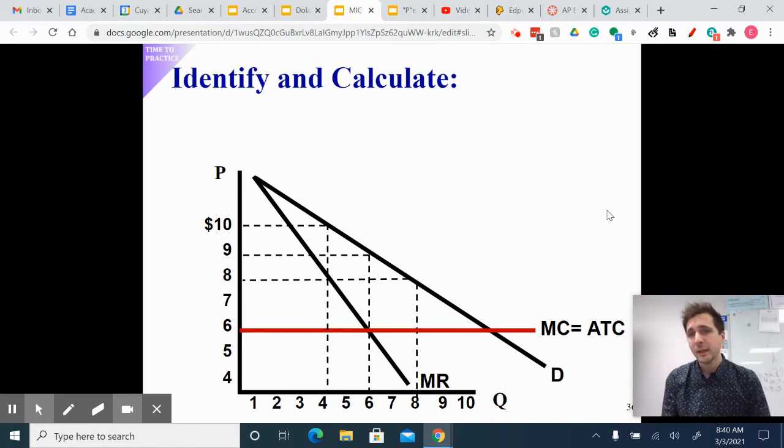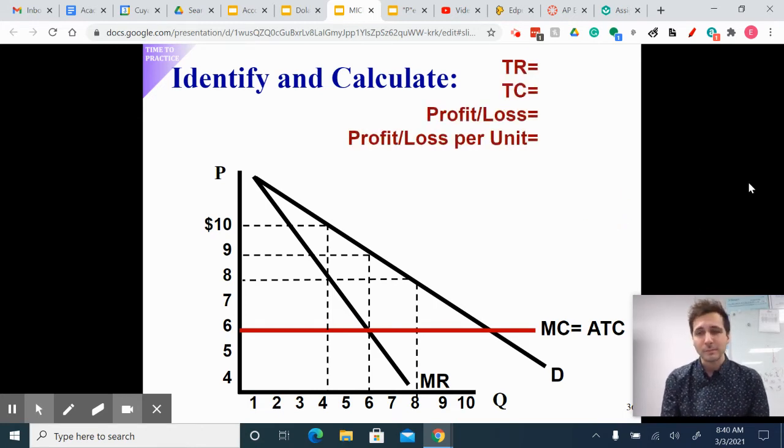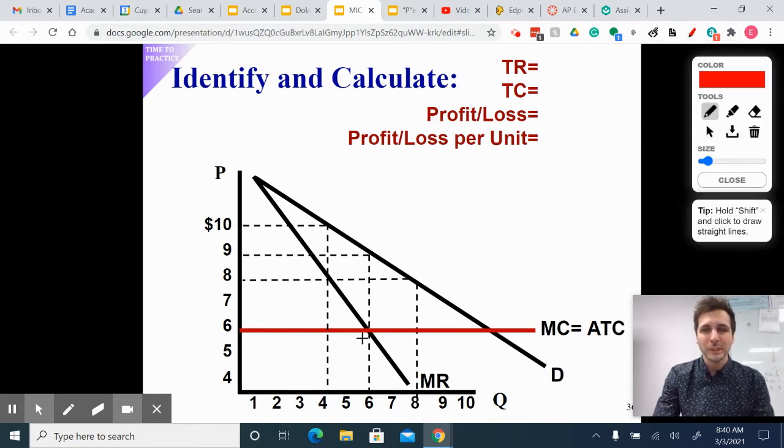Just flip it around. MC equals ATC. We're going to make it fixed all the way across. Just fixed cost for this monopoly. Can you identify these here? Pause. Unpause. First, find MR equals MC. Even though it's different, the rules still apply.